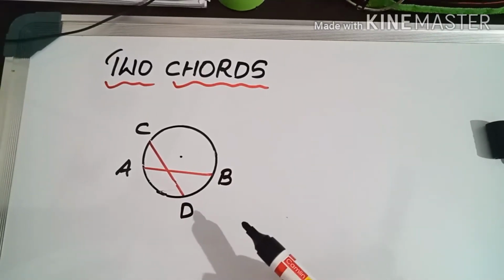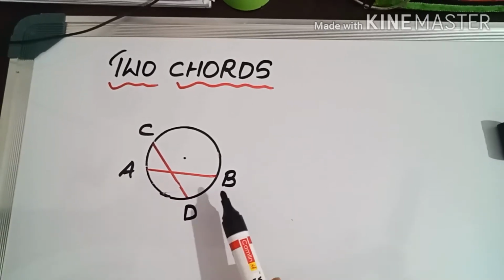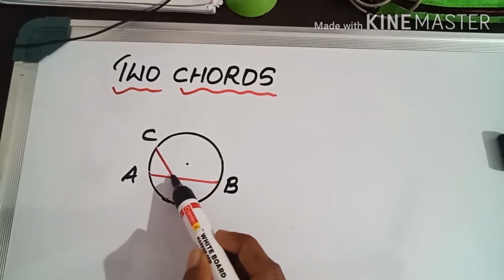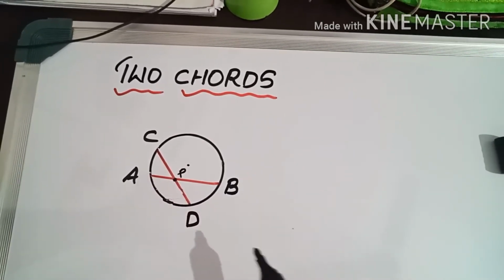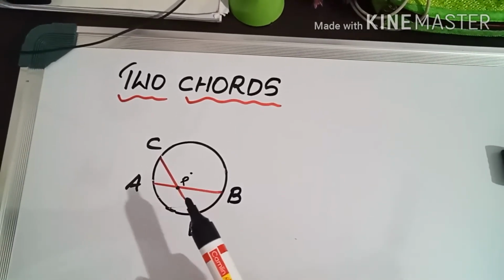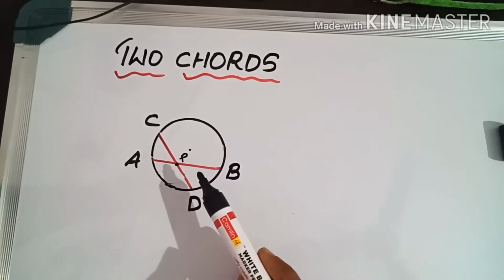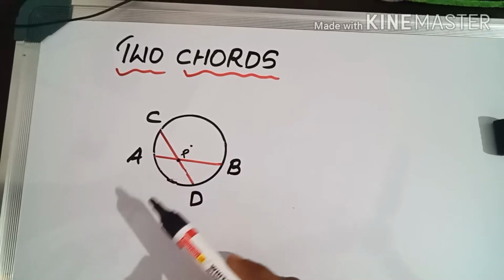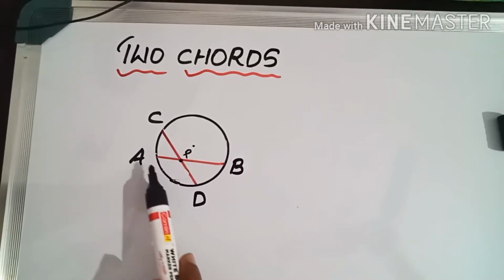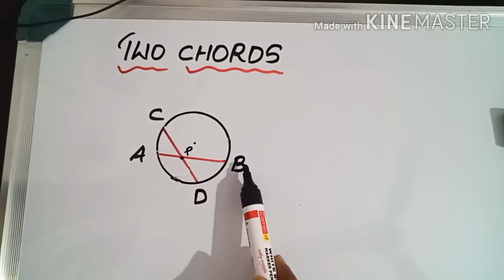Now the second concept. Here also we are considering two chords. The first one is chord AB, the next is chord CD. These two chords are intersecting at the point P. Now our second concept: the rectangles formed by the parts of each chord will have equal area. That means, considering the chord AB, here you can see PA is the first part, PB is the second part.